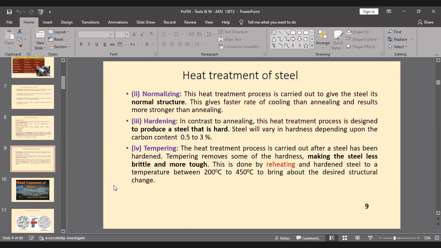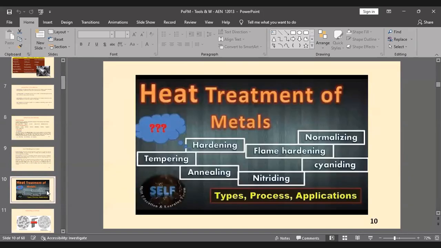And then we go to the next slide. Heat treatment of metal. Tempering. You understand the meaning of tempering: intermittent heating or reheating based on our requirements.